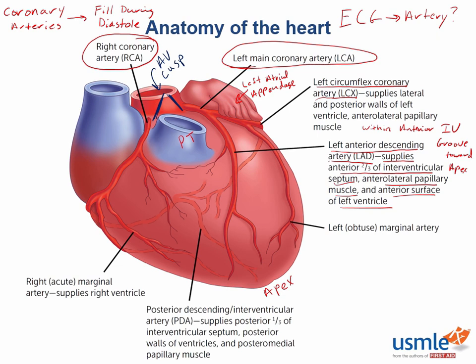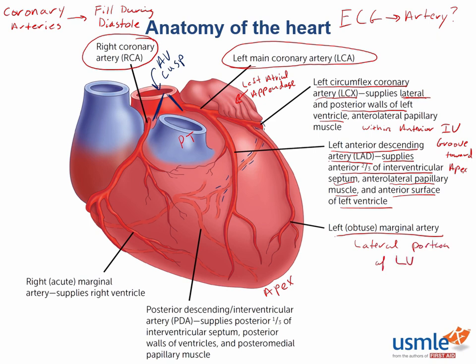Now, what about the left circumflex artery? Why do you think it's called the circumflex? Well, this is because it winds around to supply the posterior wall of the left ventricle. Also off the left circumflex, there's a large branch called the left obtuse marginal artery, which aids the LAD in supplying the left ventricle. And which portion of the left ventricle do you think it supplies? There you go, the lateral portion of the left ventricle.